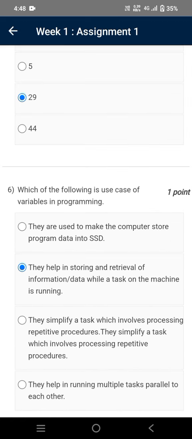Question sixth. Which of the following is use case of the variable in the programming? Answer will be option B, that is, they help in storing and retrieval of the information data while a task on the machine is running.